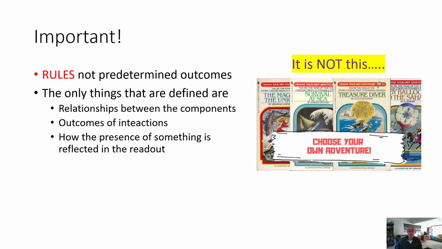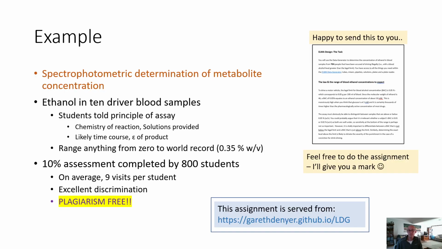It's very important to realize that there are no predetermined outcomes in this. This is not like a choose your own adventure book where there are only a set number of outcomes. There's an infinite number of outcomes. The only things that we define in the software are the relationship between the chemicals and the processes like centrifuges or incubators that are going to cause an effect to the constituents in the tubes.